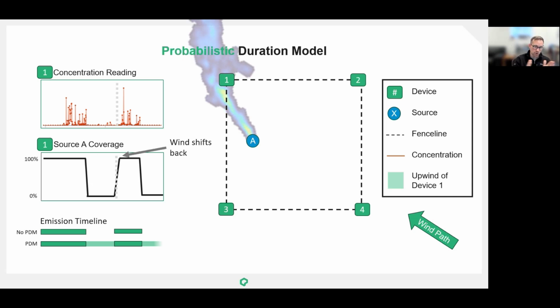And so if the gap is short enough, again, we're talking about time spans of 5, 10, 15 minutes. We're not going to be extending emissions by days or weeks or anything. But if the gap is short enough, the probabilistic duration model is asking a probability question. How likely is it that emission genuinely stopped right at the moment when coverage dropped off, and then restarted exactly during the interval when the coverage was regained?